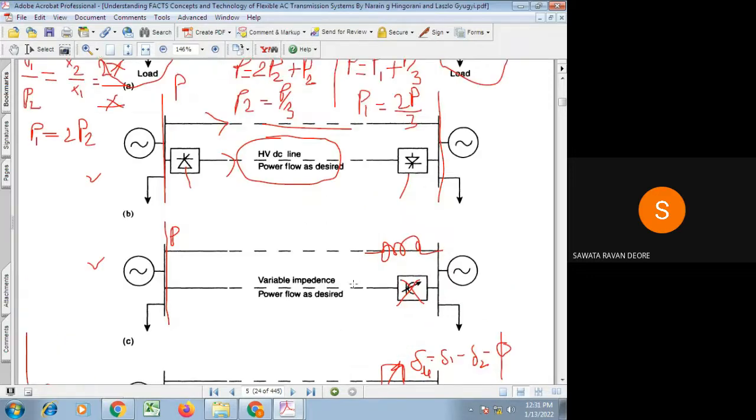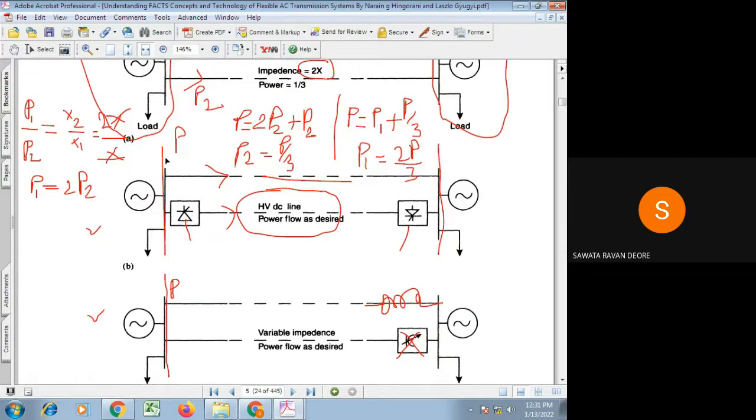Please try to understand. Here we don't have control over the flow of power from this region to this region. The flow of power from this region to this region is decided by the operation of this region and the operation of this region. And according to that, whatever power flows from this region to this region, how it gets shared, that is controllable. Please try to understand.